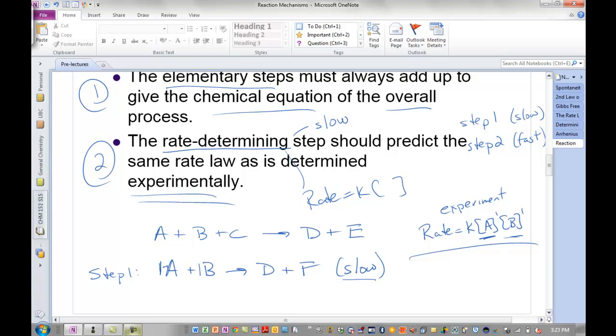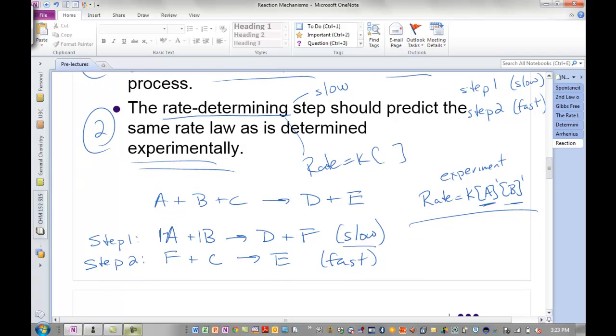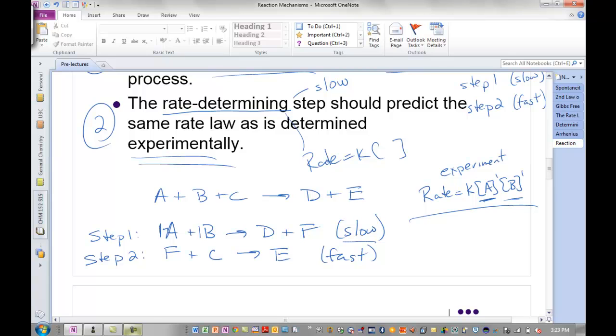All right? And then my second step is going to be faster. So this F that was produced is now going to react with C to produce E. And that's going to be a fast step. So that won't show up in the rate law. Okay, so make sure you're aware of that. What's going to show up in the rate law is the rate determining step, the slowest step in the mechanism.